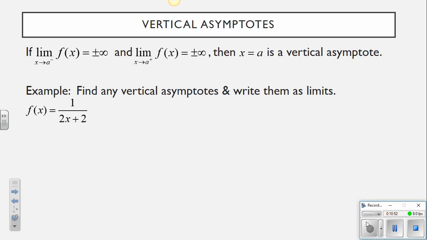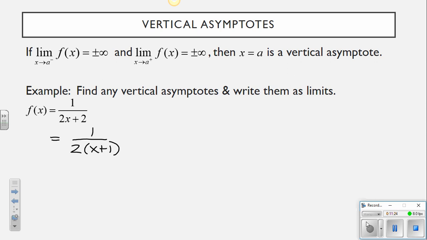All right, so for an example, let's go ahead and find any vertical asymptotes and write them as limits for this function f of x, where f of x is equal to 1 over 2x plus 2. The first thing we want to do is analyze the function. Anything I can do to factor here? Take out a GCF from the denominator. So that's 2 times x plus 1 on the denominator. You guys agree? And you probably remember this from pre-calculus. You already see that, correct?